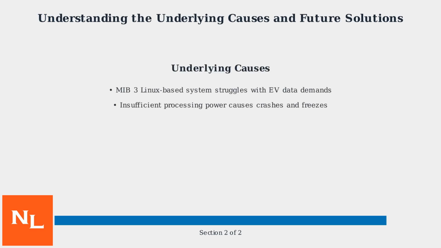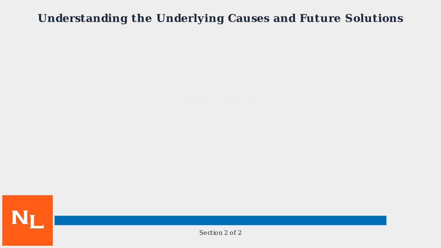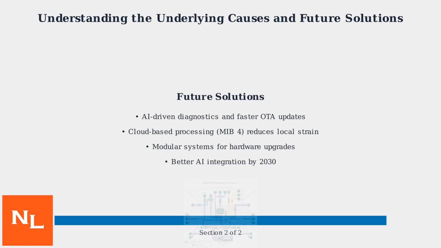MIB3 infotainment issues stem from its Linux-based system struggling to handle the complex demands of electric vehicle data and connectivity. The processing power can be insufficient, leading to crashes and freezes. Automakers are investing in AI-driven diagnostics and faster over-the-air updates to address these problems proactively.